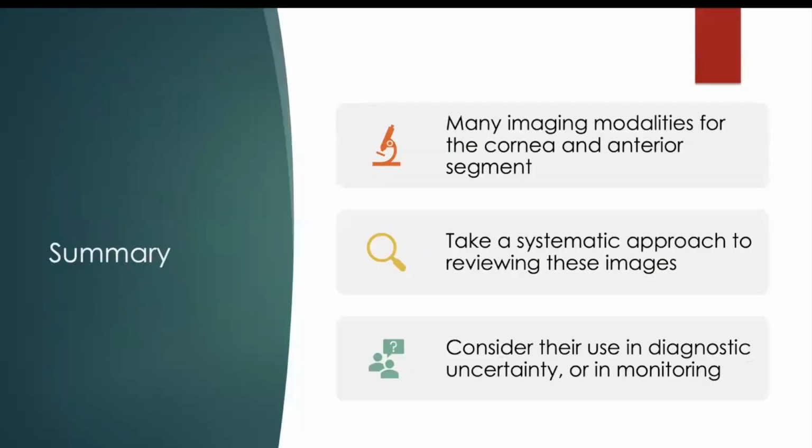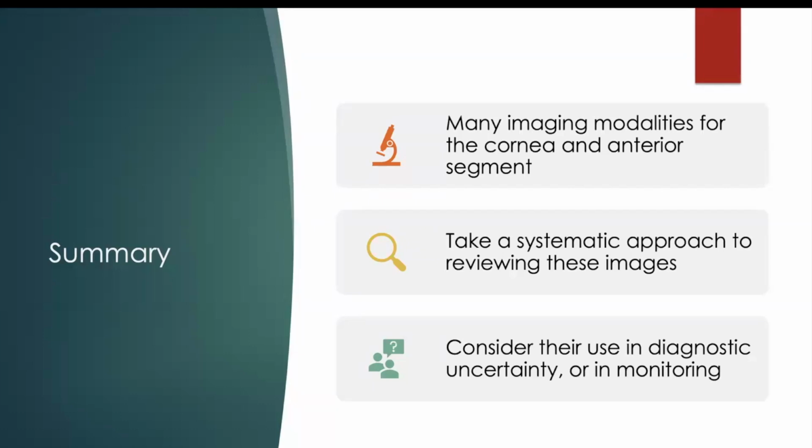So just to summarize then, like I've shown here today, there are lots of different imaging modalities for the cornea and the anterior segment, and you'll most commonly come across something like a Pentacam. You want a systematic approach to how to review these images, look at the quality scores, and go through things systematically to know what you're looking at on that scan. And then just consider using them whenever you have any diagnostic uncertainty with the patient.